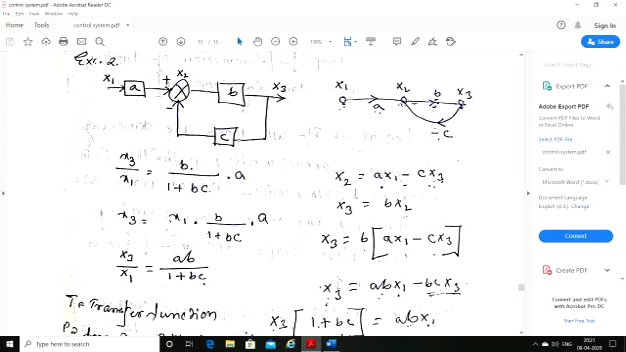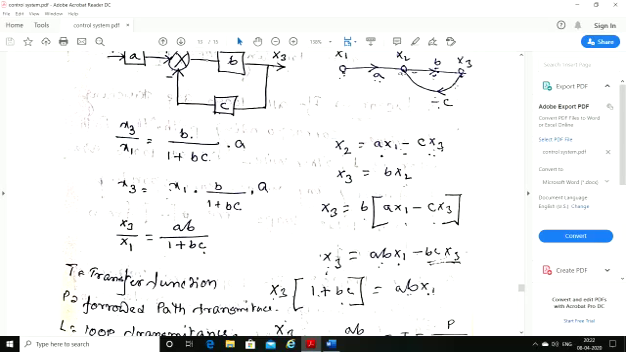Here at x1 there is no incoming signal or gain, so x1 cannot be significant, so x1 equals 0. At x2, a and x1 are coming, therefore we can say ax1, and c into x3 is also coming into node x2, therefore plus of minus c into x3, so we can say x2 equals ax1 minus c into x3. And at node x3, the incoming gain is b, so we can write x3 equals b into x2. When I solve it, x3 equals b into x2.